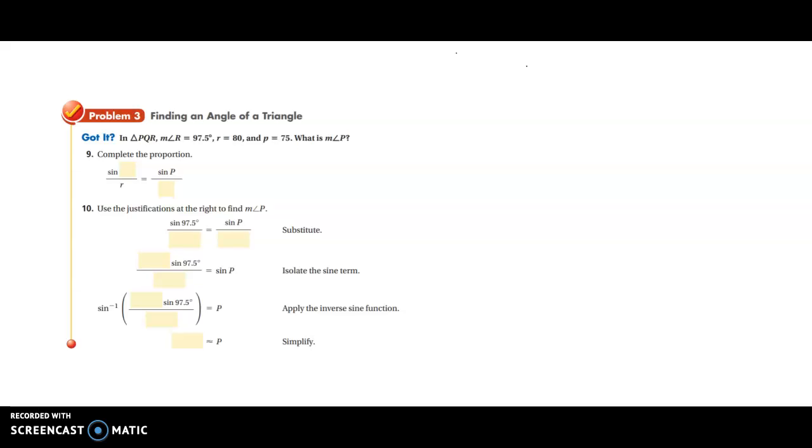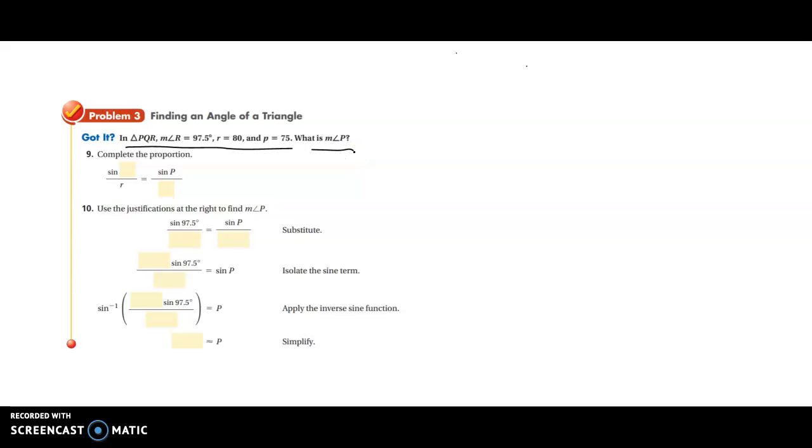Hi everybody, so today we'll be solving problem 3, finding an angle of a triangle, number 9 and number 10. Now looking at the problem, we're already given some values of triangle PQR. So here you can see that the measure of angle R is 97.5, R equals 80, and P equals 75. And what we're looking for is the measure of angle P.